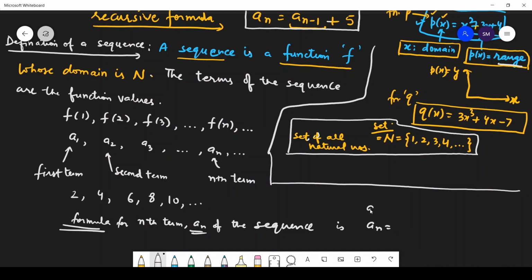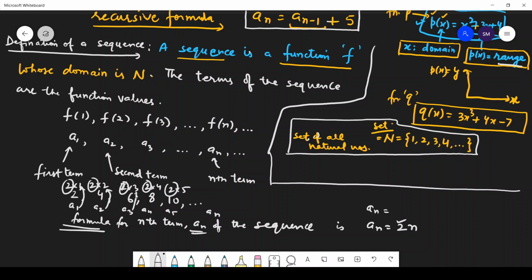Okay, that's the general formula. The main formula for the nth term will be 2n, isn't it? This is 2 multiply 1, this is 2 multiply 2, this is 2 multiply 3, this is 2 multiply 4, this is 2 multiply 5. This is first term a1, this is a2, this is a3, this is a4, this is a5. So here I will have an. See, 2 is there in all the terms, that is fixed. So 2 is fixed, same as we did for multiples of 5. Now this 1, now this 2.